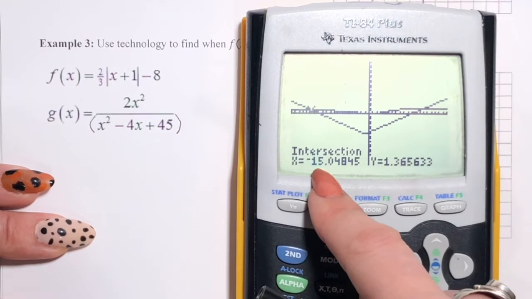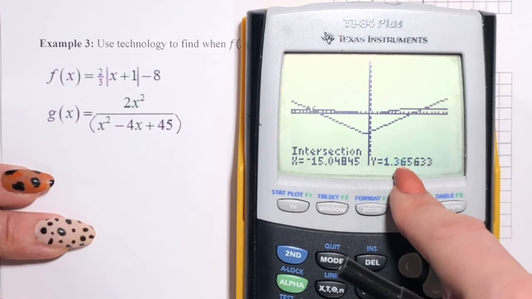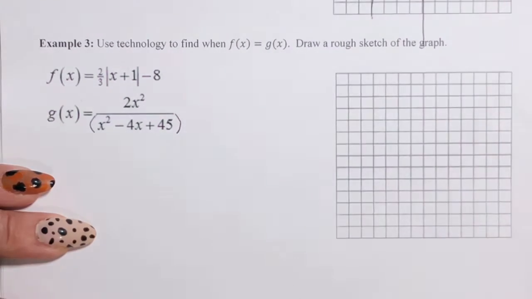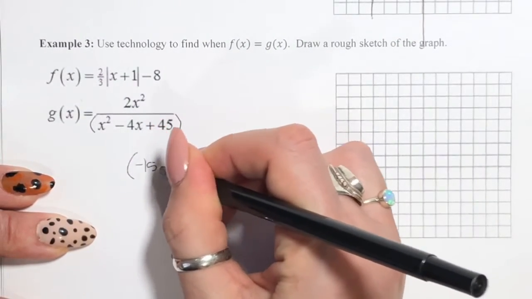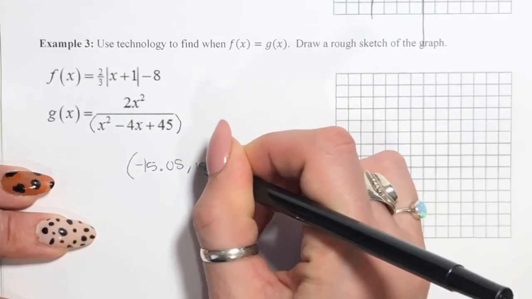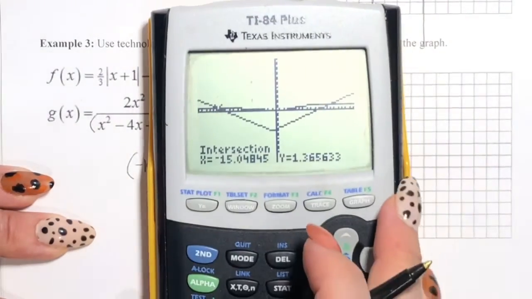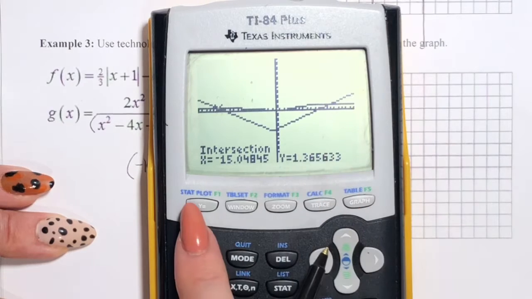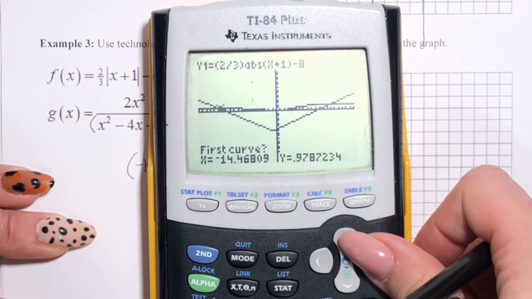So we have an intersection at -15.05 and 1.37. So that would be our first part. And then now let's get the second one because there are 2 answers on this one. So just repeat, go to second calc, down to number 5, intersect.